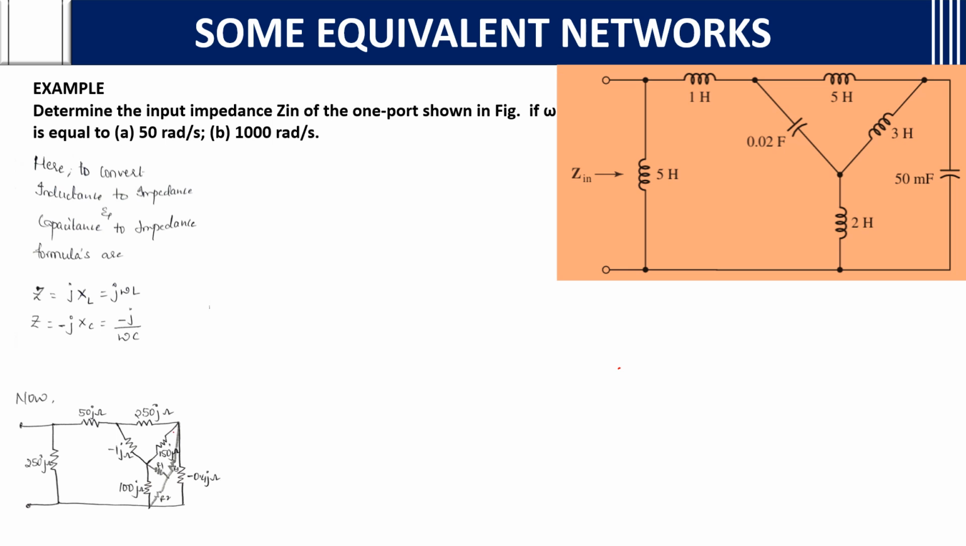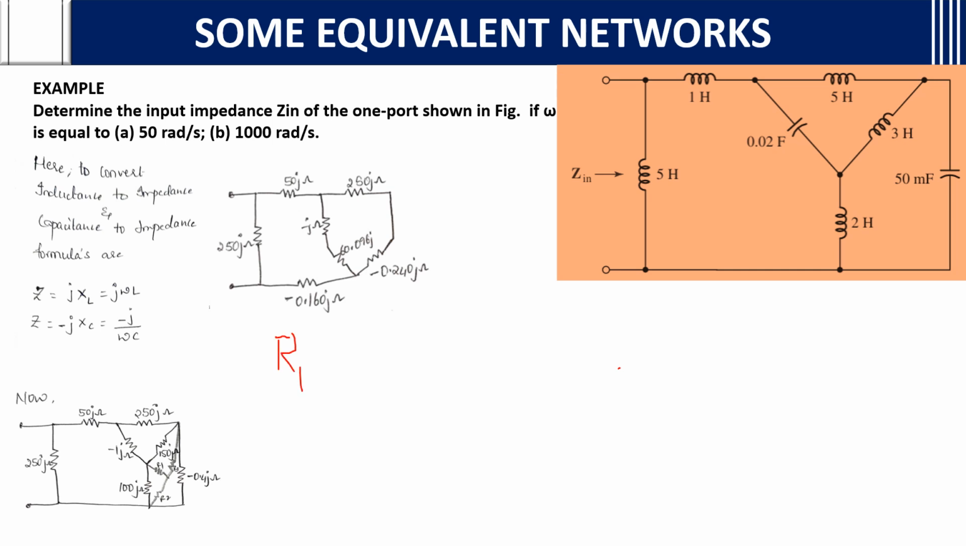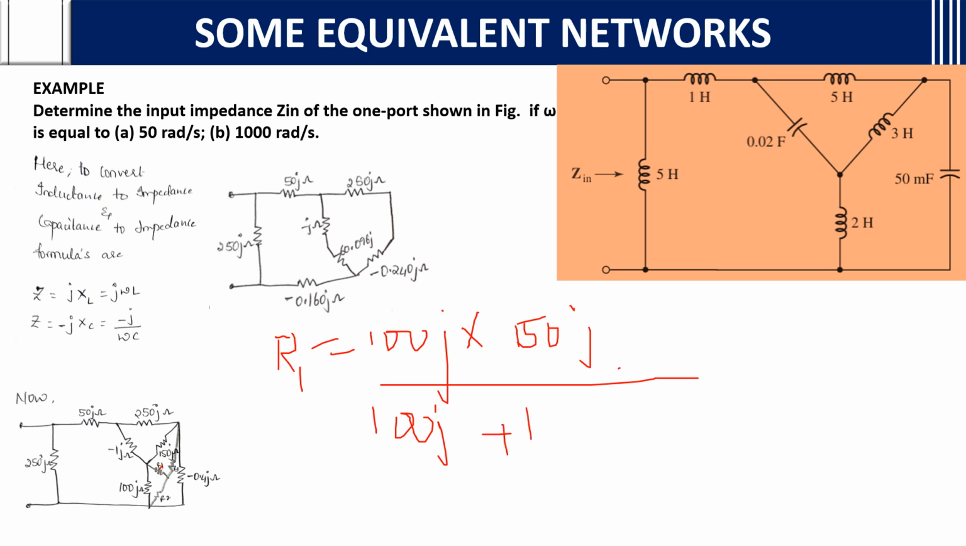Similar again. If you see, this is in delta. From delta to star you need to convert. After converting, for delta star you know that 250 J ohms, 50 J ohms, 250 J ohms, minus J ohms. Here this is R1. How did we get R1 here? R1 is equal to the product of the opposite adjacent resistances, 100 J into 150 J, divided by the total resistance of the delta: 100 J plus 150 J plus, it is J plus but minus, it is 0.4 J. Okay, if you calculate this, you will get R1.